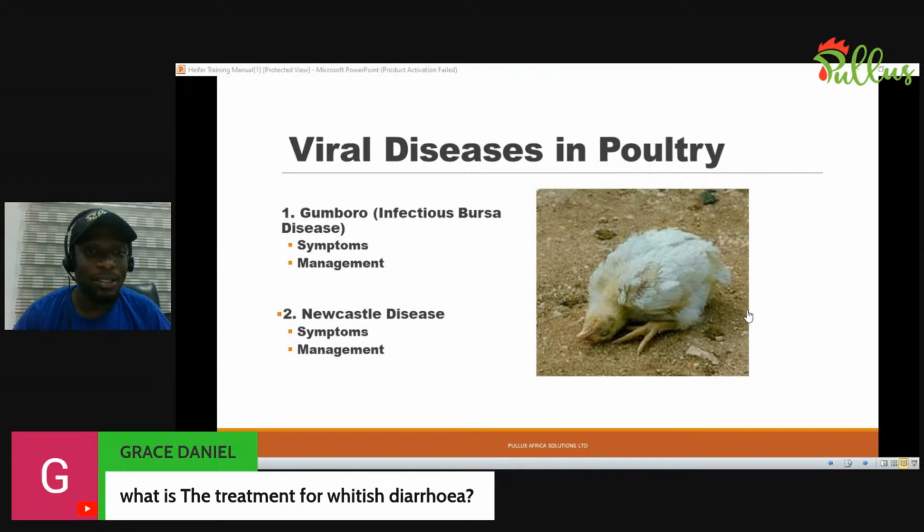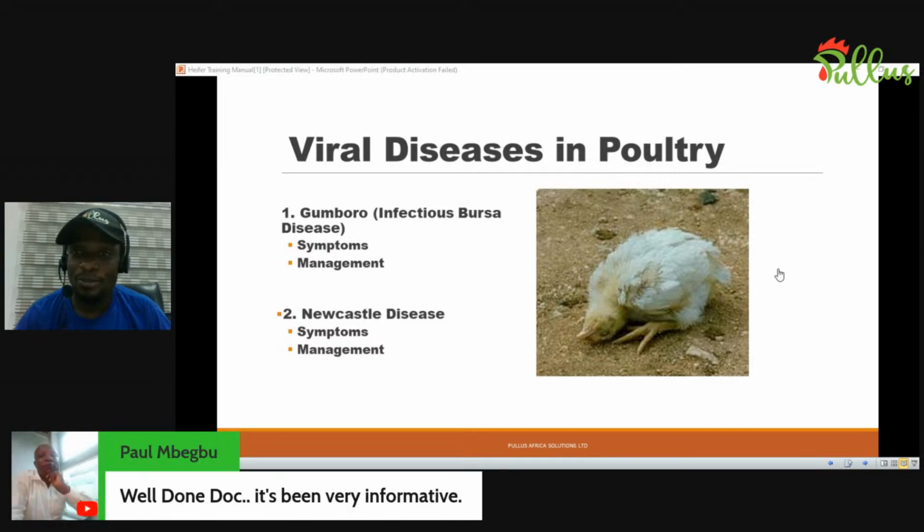And the treatment is antibiotic. So you can get antibiotics like fluorochol, like gentamicin, like doxycycline, like colistin and the likes. So you're supposed to get antibiotic for treatment of this problem.